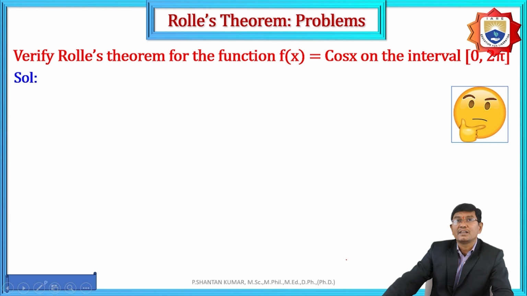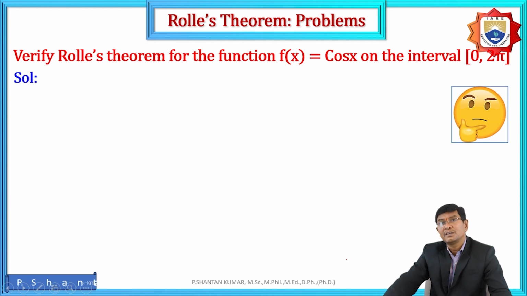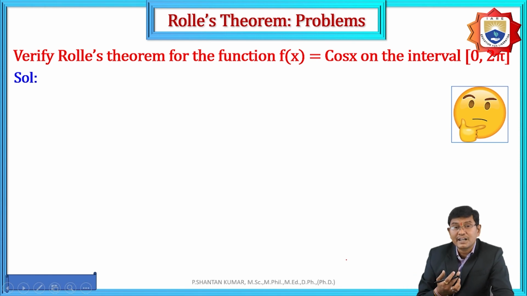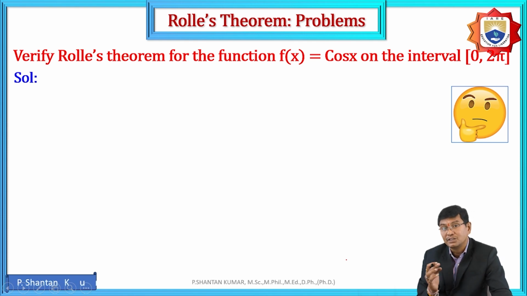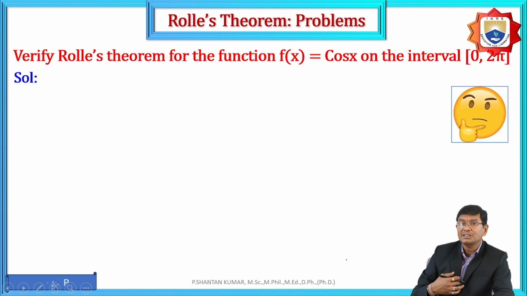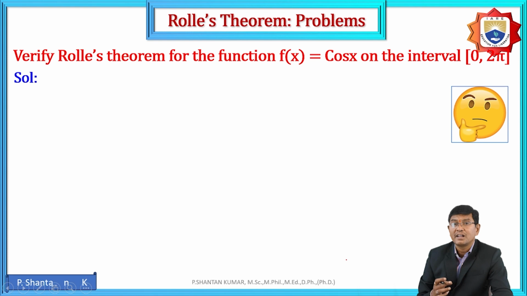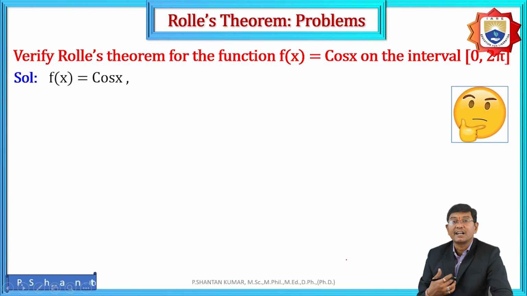For example, another one: verify Rolle's theorem for the function f of x equal to cos x in the interval 0 comma 2 pi. Here also the trigonometric property applies. The function cos x is continuous on the interval 0 comma 2 pi. For clarification, cos 0 is 1, and cos 2 pi is also 1, both finite values. Therefore, the function is continuous.